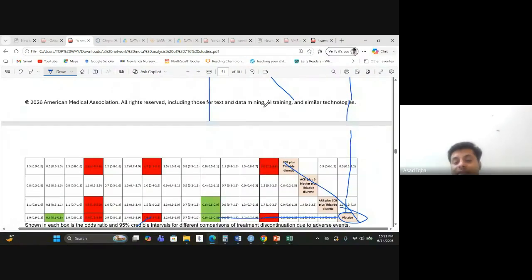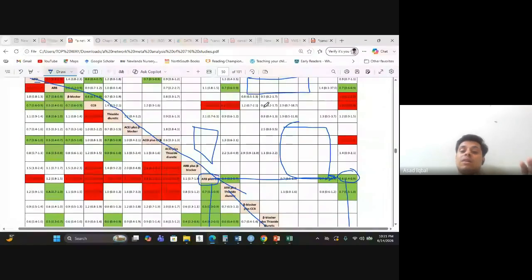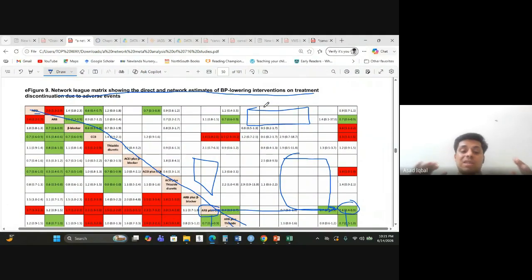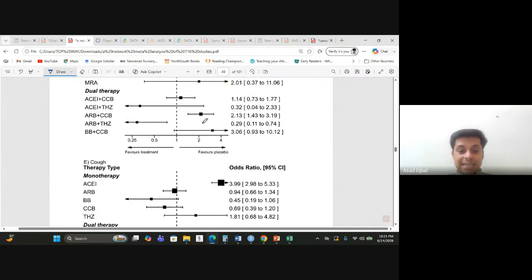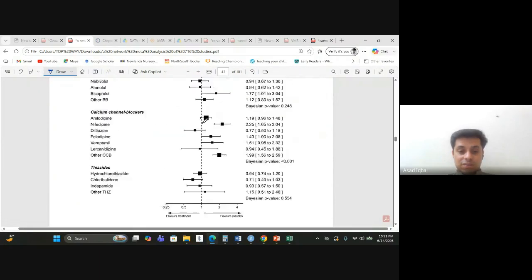I'll come to your answer. The simple answer to this question is the upper triangle, as the upper triangle represents direct estimates. Represents what? It represents direct estimates. What do I mean by this? Let me show it.